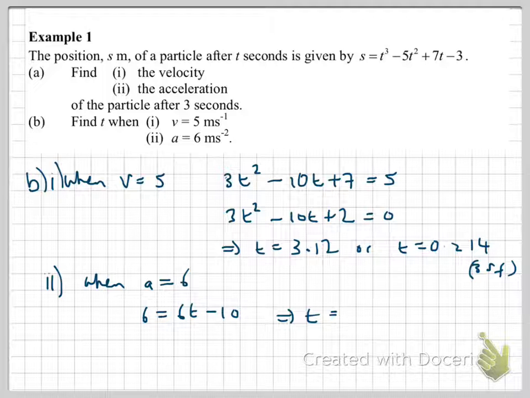For part B, we want to work out the value of t when the acceleration is 6. Again, go back to our equation for acceleration, substitute 6, rearrange, and we end up with 2.67 at 3 significant figures.